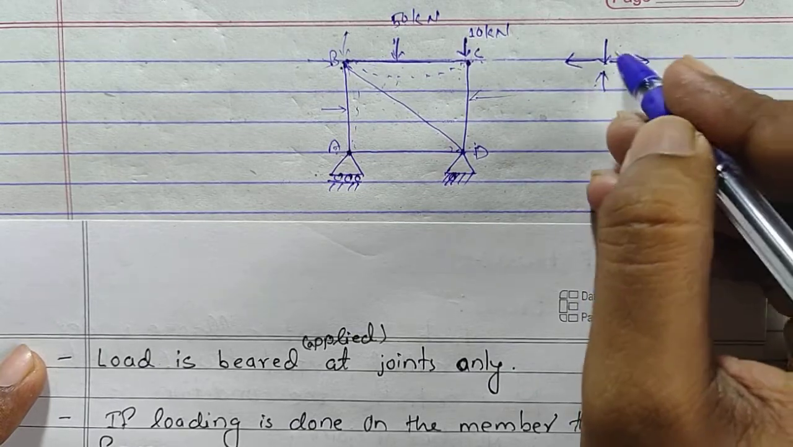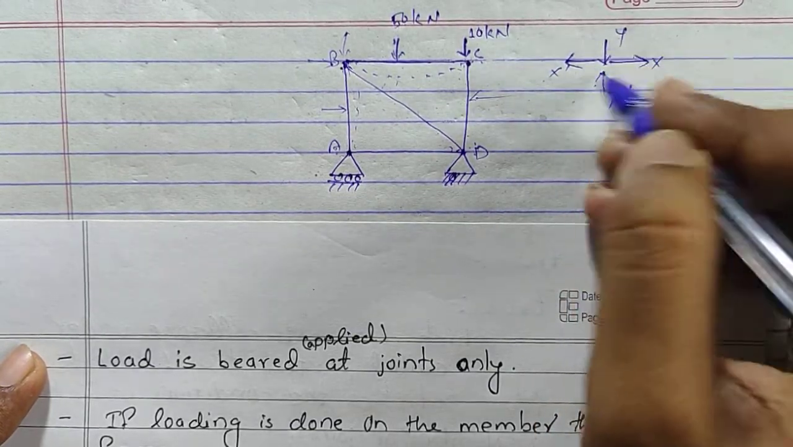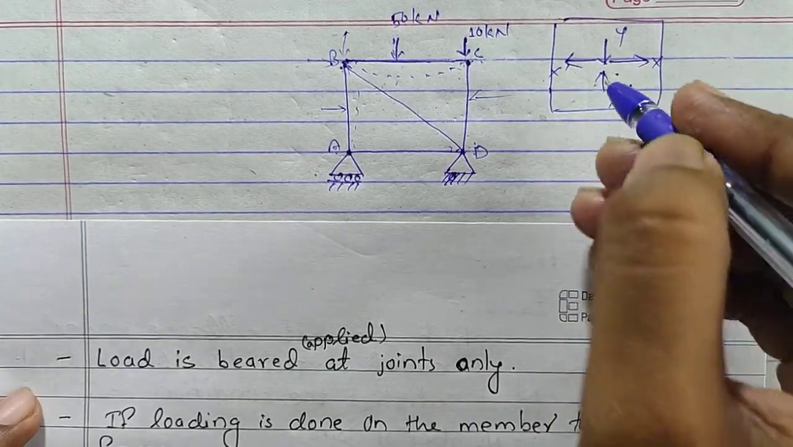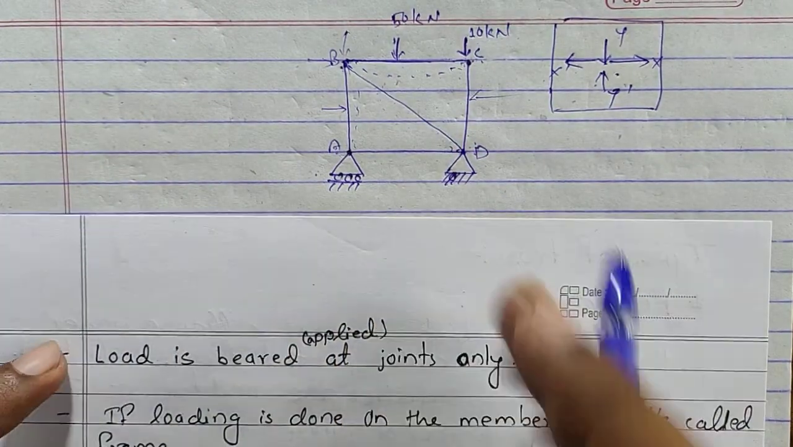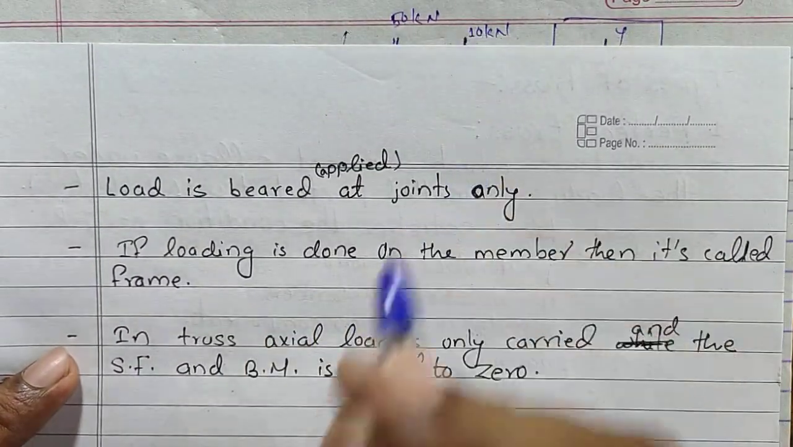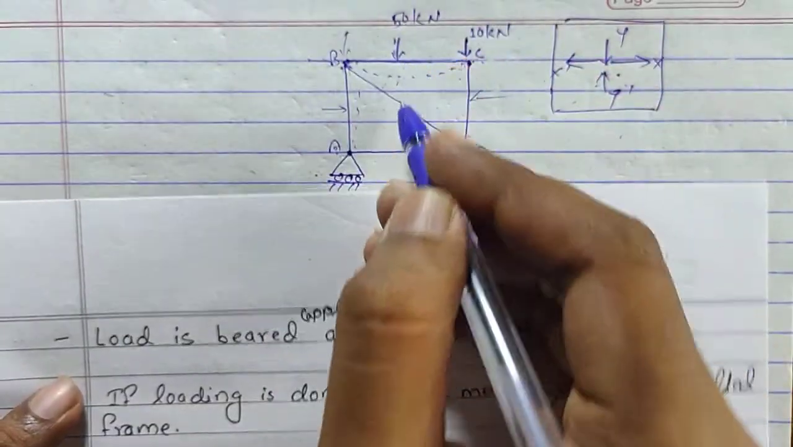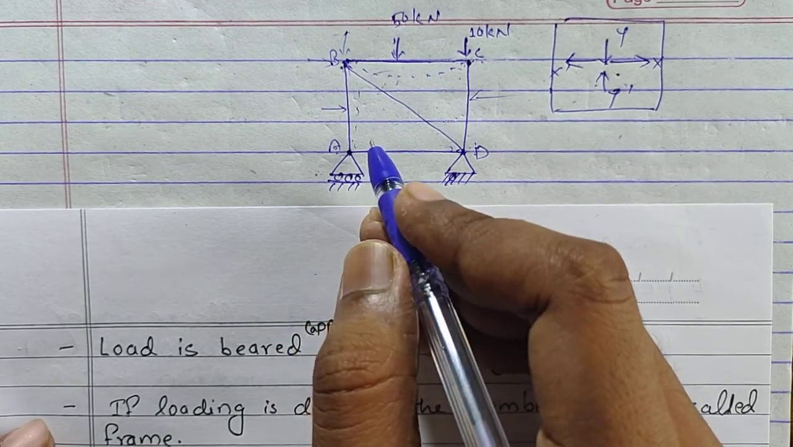These are our axial loads. This is the x-axis and this is the y-axis. When this load is applied in such a case, it is called axial load. And the last point says that a truss can carry only axial load, and bending moment and shear force are 0, which is clear from this figure. Now let's move toward the different types of truss.